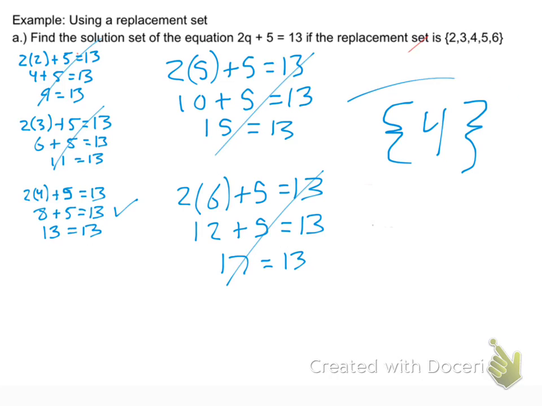That's how I want to see it, guys. It doesn't have to be perfect, but it's a set. The set only contains one element, and it happens to be a 4. 4 is the only solution to that equation.